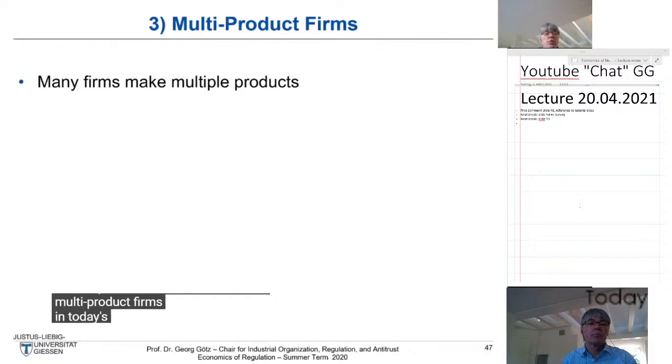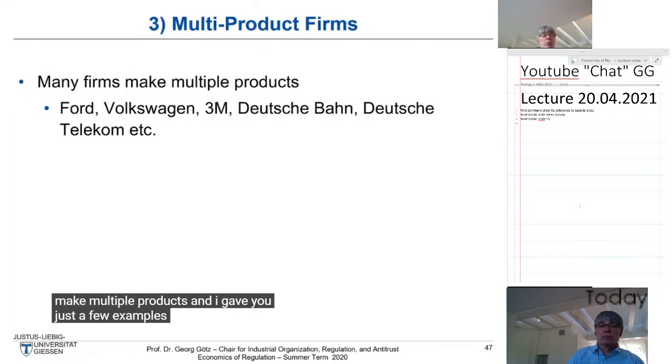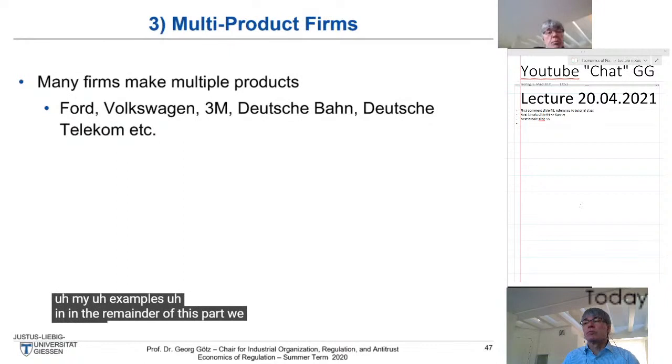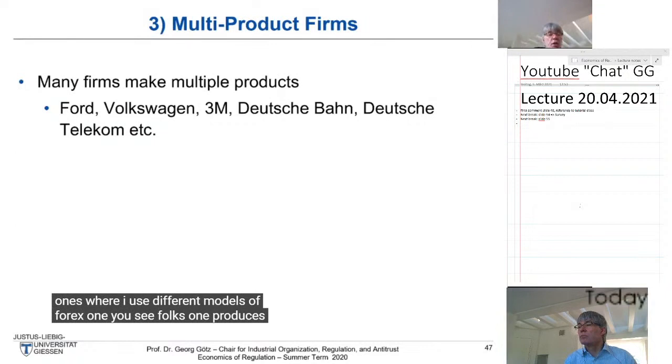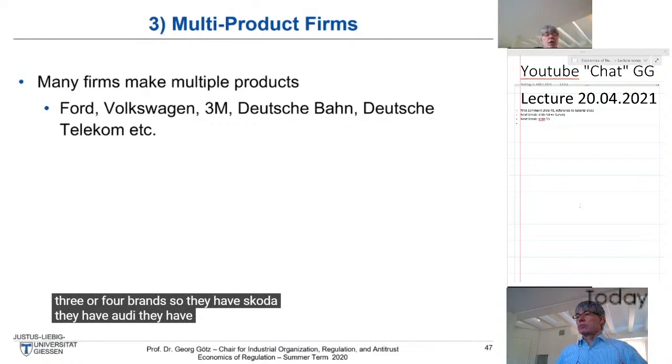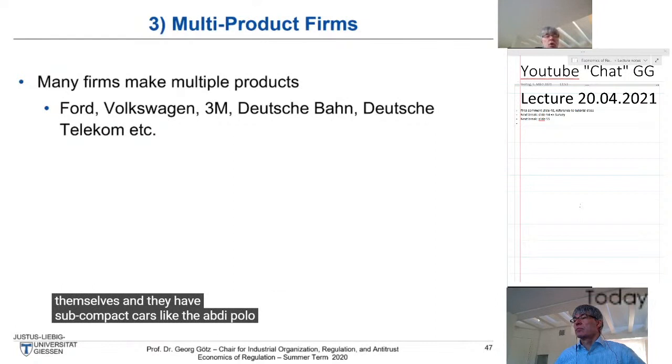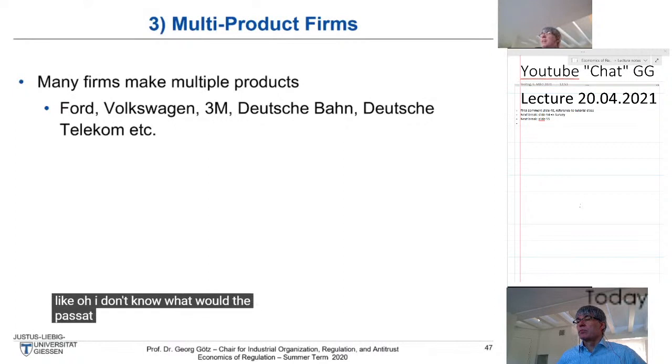In today's modern industries and economies, many firms make multiple products. I gave you just a few examples here. My examples in the remainder of this part will basically use different models of Volkswagen. Volkswagen produces dozens of models and has three or four brands: Skoda, Audi, Seat, and the Volkswagen brand itself. They have subcompact cars like the Polo, compact cars like the Golf, sedans like the Passat, and the Touran, and SUVs like the Touareg. So they produce many different products.